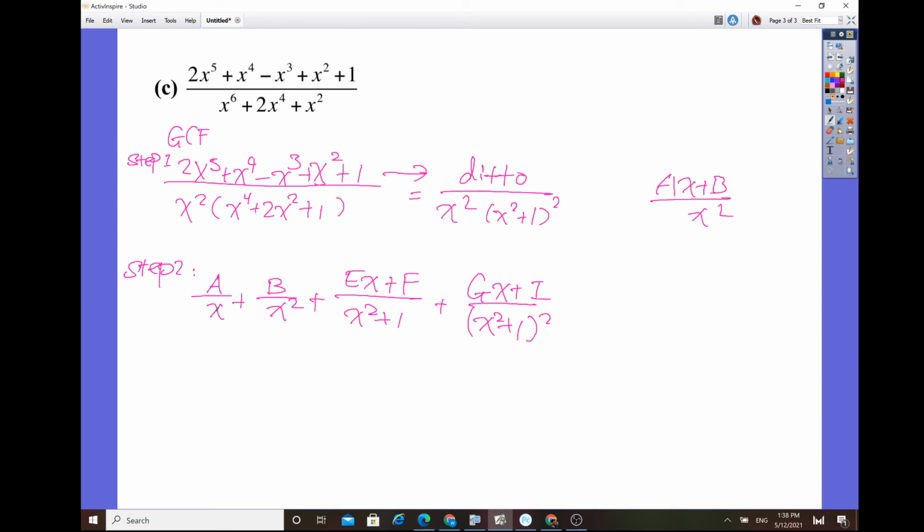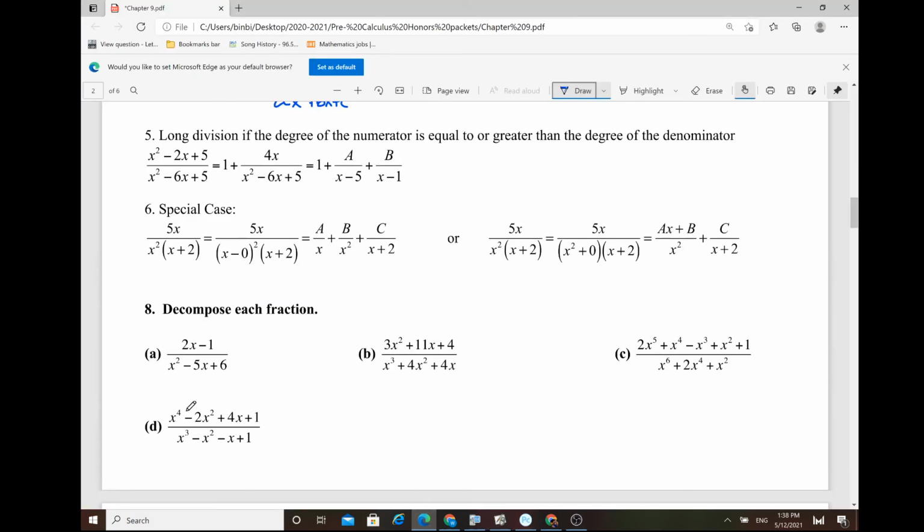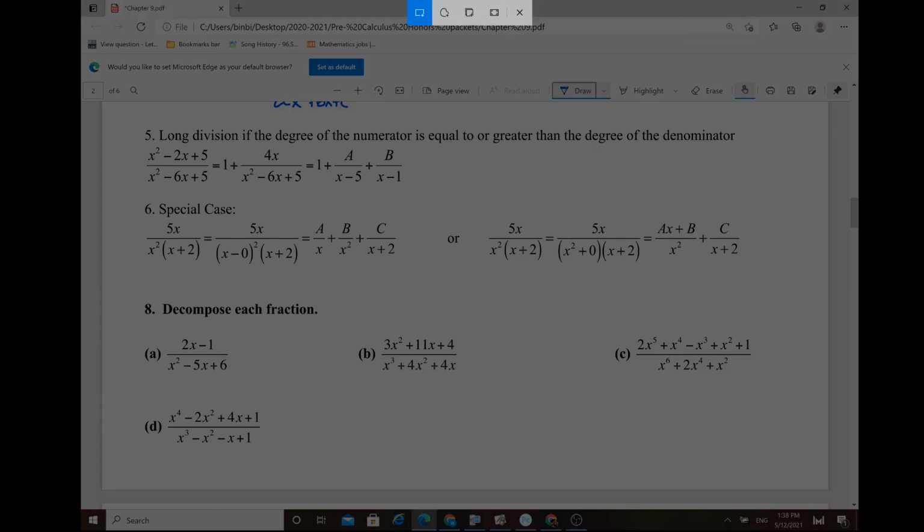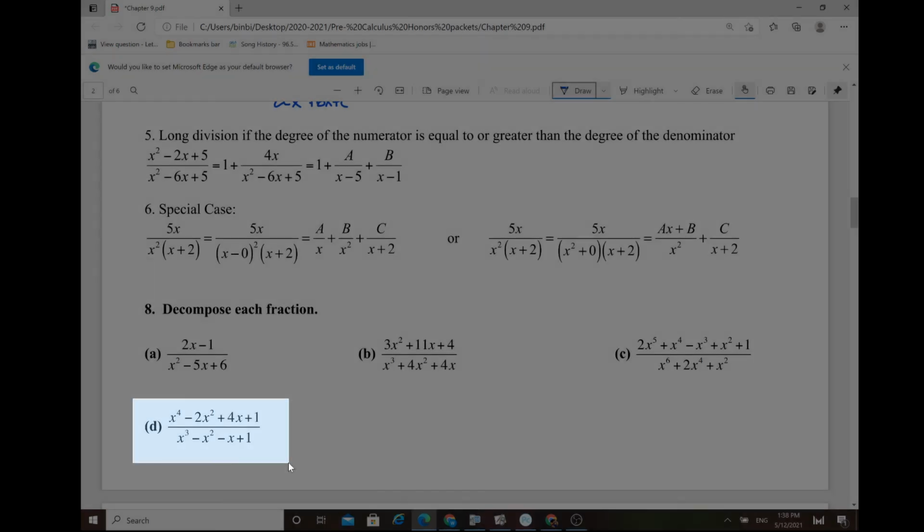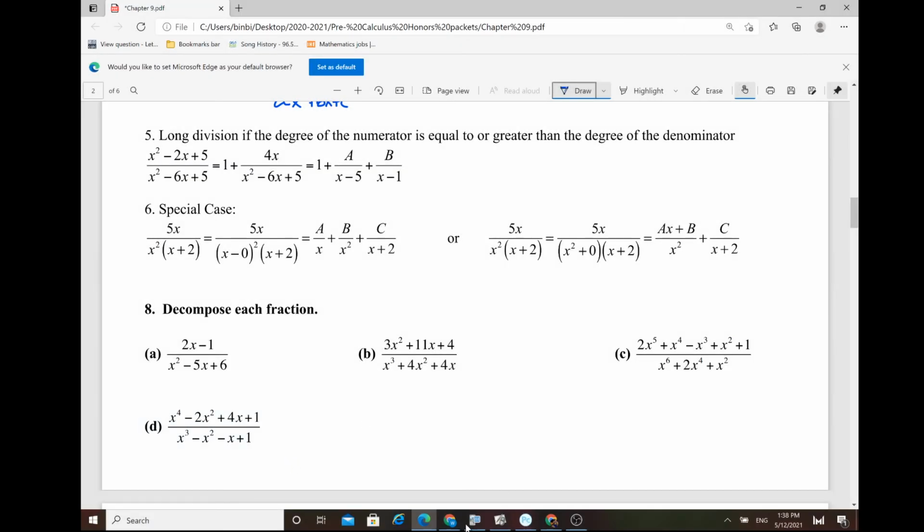So again, this one involves the special case, like what we did for case 6. Okay, so back to the template. The last one, for D. For those of you who might be wondering how to set up the structure for this one, let's take a look at that.